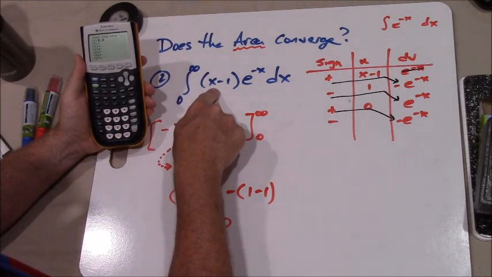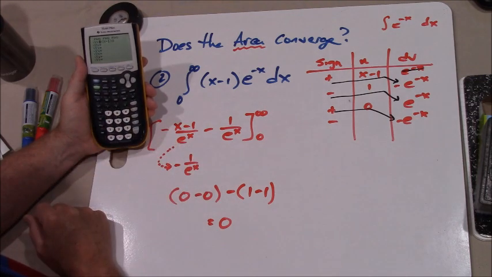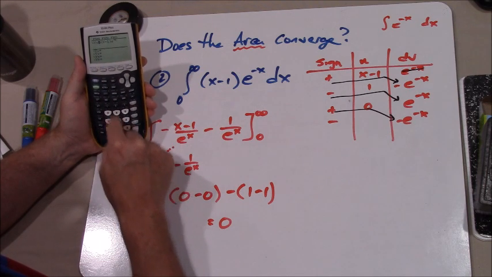All right, so x minus 1 times e raised to the negative x.